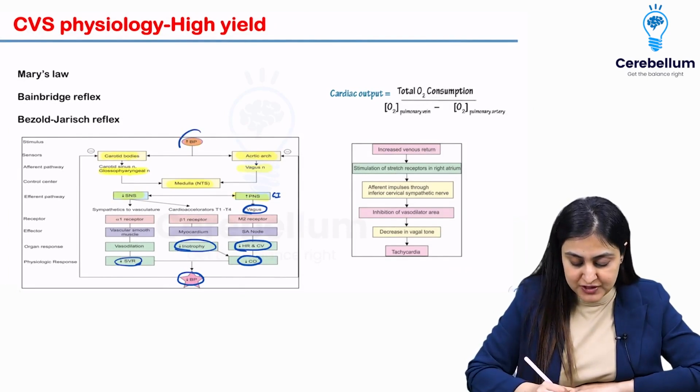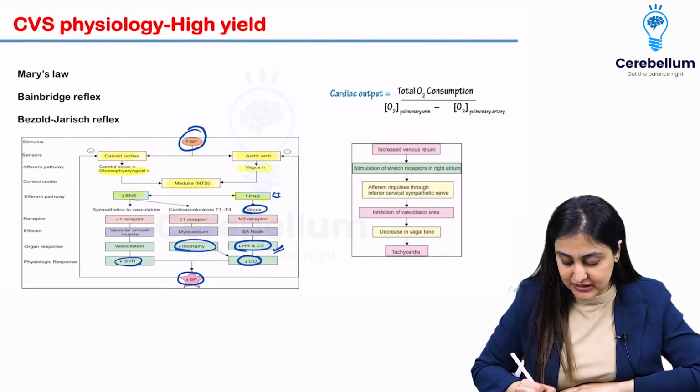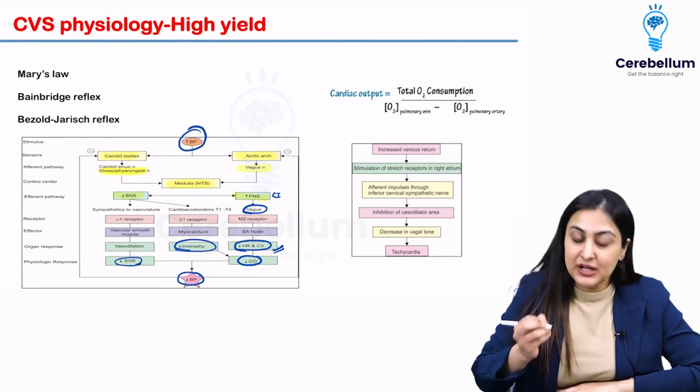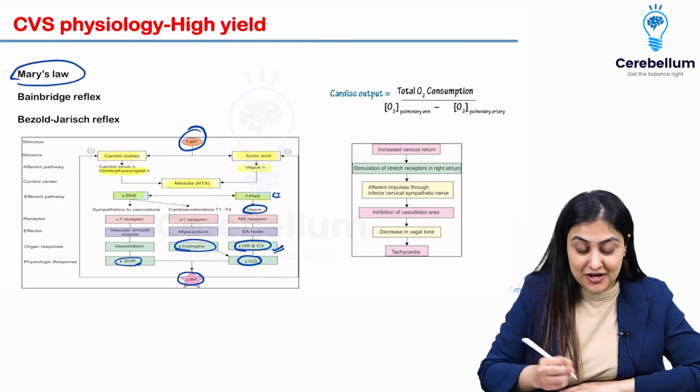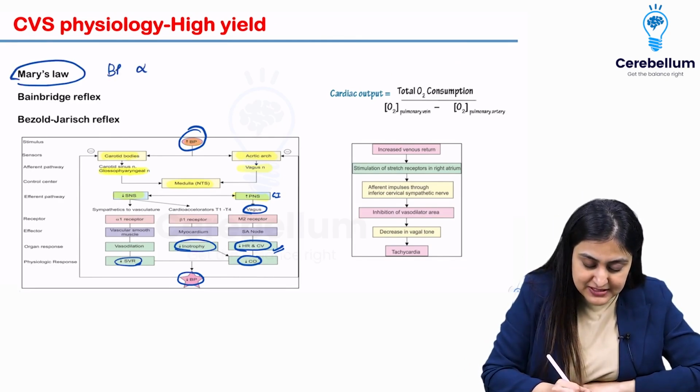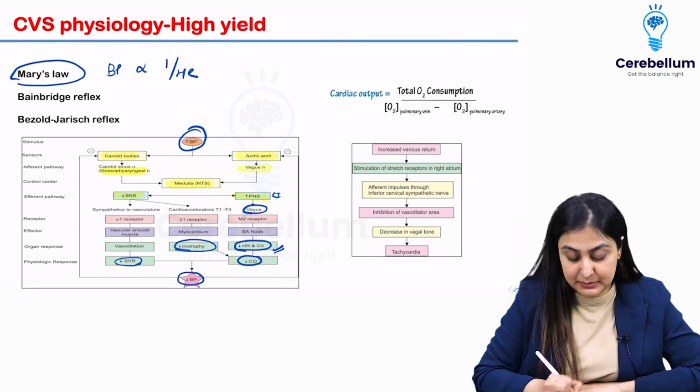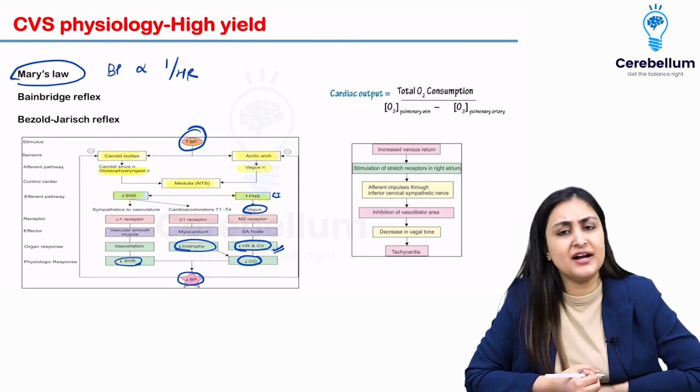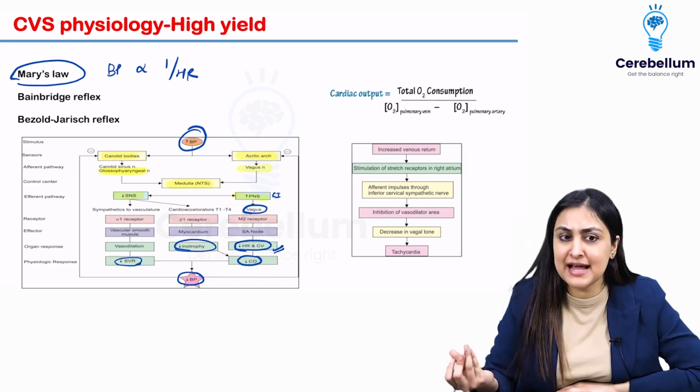So what we saw was anytime BP is high, eventually you're going to have a heart rate which is low. So Marey's law says that BP is inversely proportional to the heart rate. Higher the BP, lower the heart rate, lower the BP, higher the heart rate, and that is what we see also. In shock, there is tachycardia.